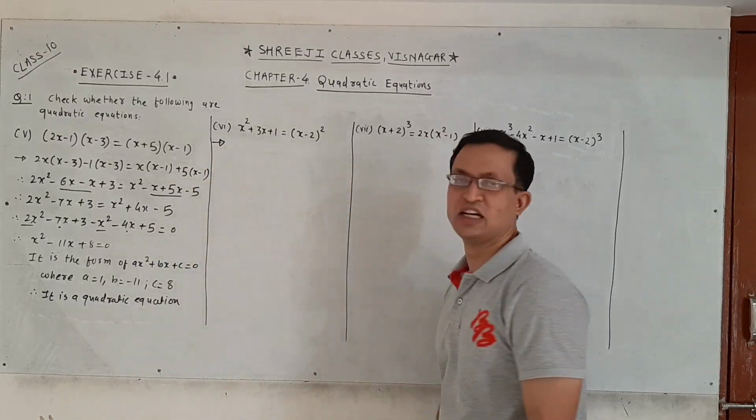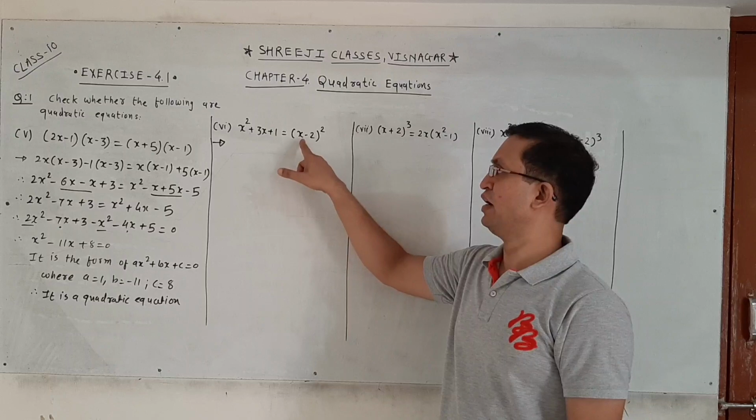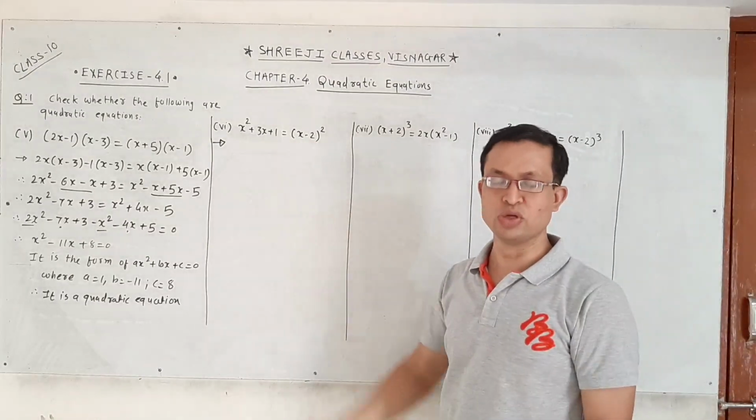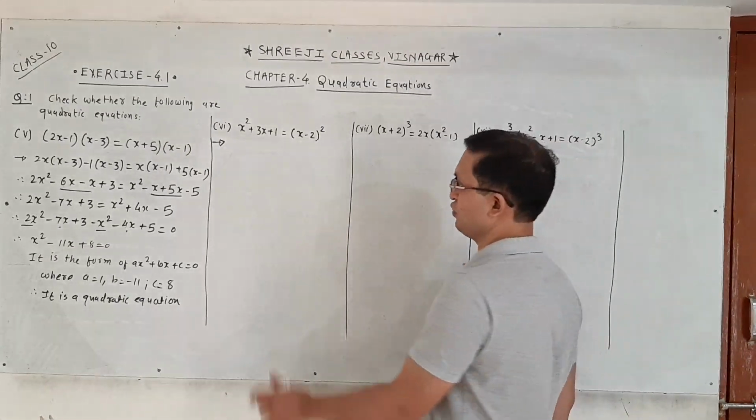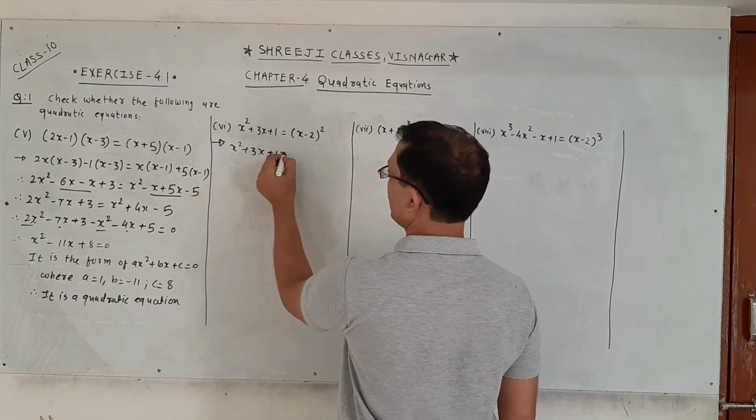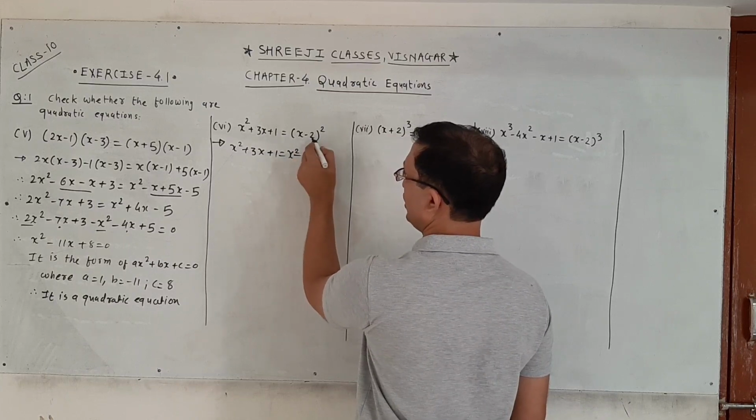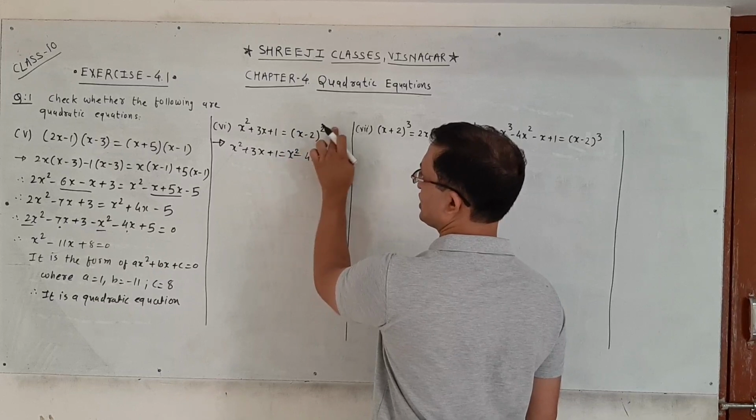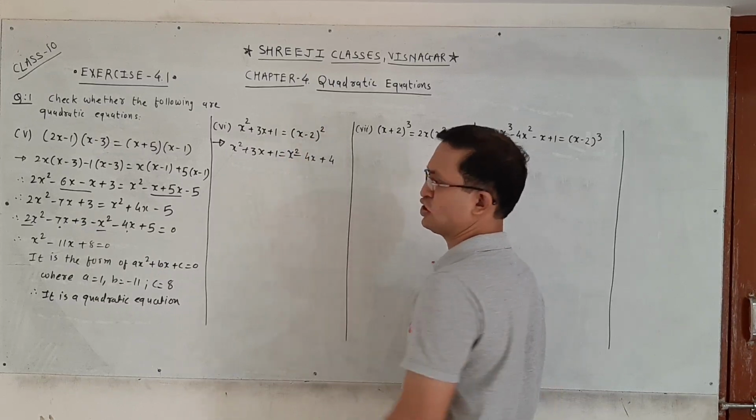x square plus 3x plus 1 is equal to x minus 2 whole square. First to simplify the bracket x minus 2 whole square. Remember this identity: a minus b whole square is equal to a square minus 2ab plus b square. First to simplify the right hand side bracket, that is equal to x square minus 2 into 2 into x, that is 4x, plus 2 square, that is 4.